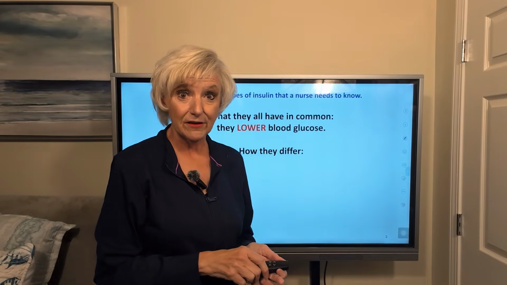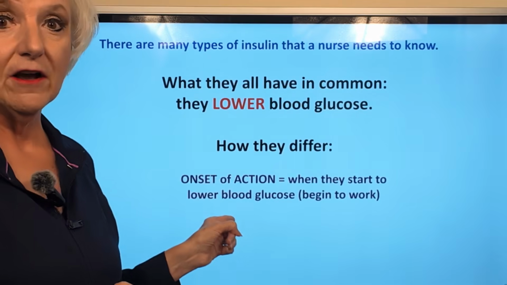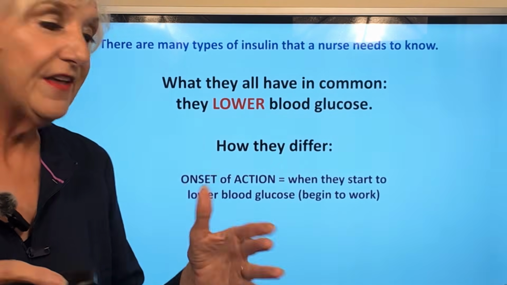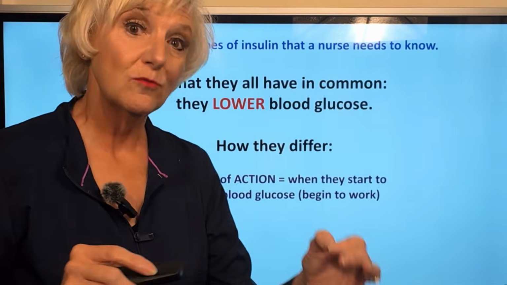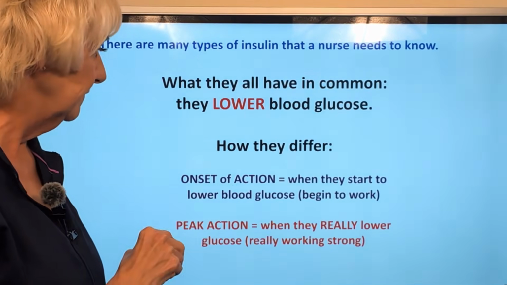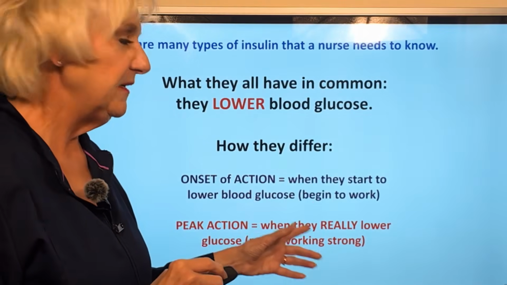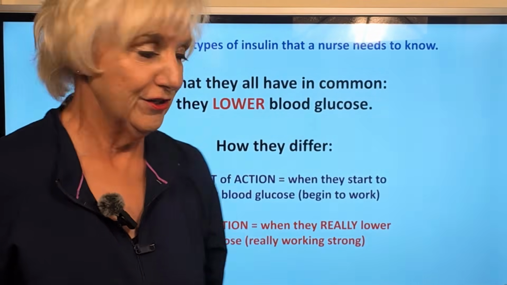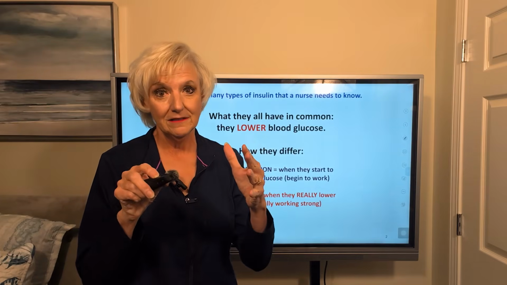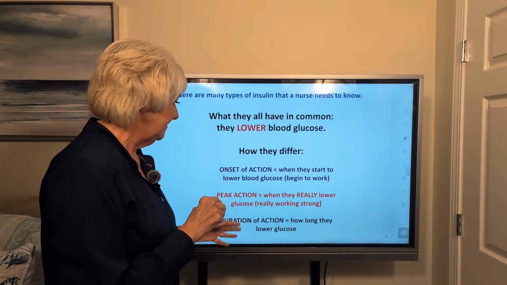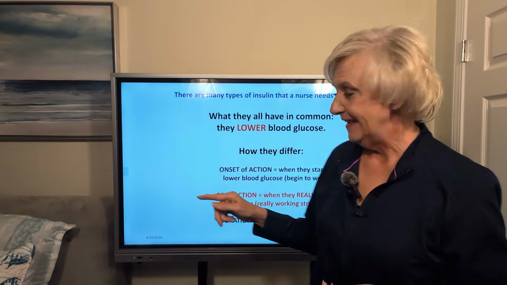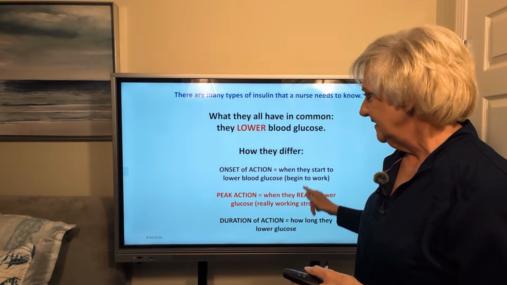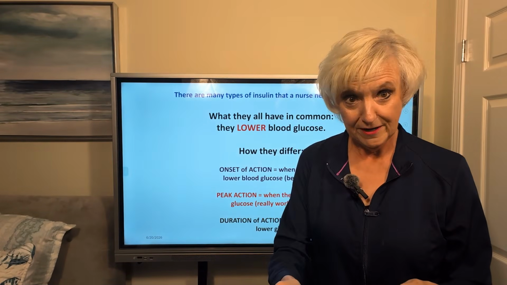But how they differ is on the onset of action. And that means when they start to lower your blood sugar or begin to work. They also differ in the peak action, which means when they really lower your sugar or they're working the strongest. And then they differ in the duration of action, how long they're going to lower your sugar. But they all lower sugar. And this is what we're going to talk about today, is the onset, the peak, and duration.